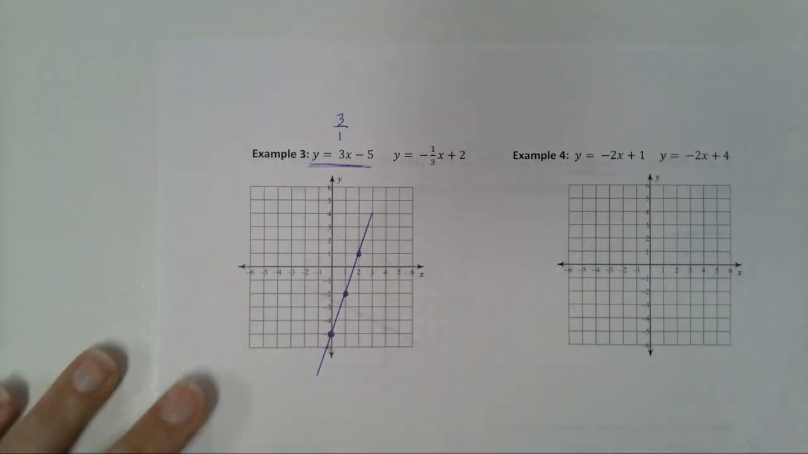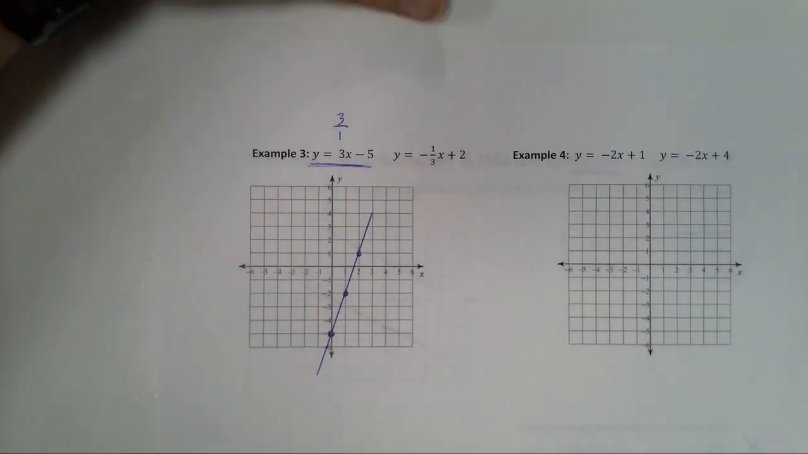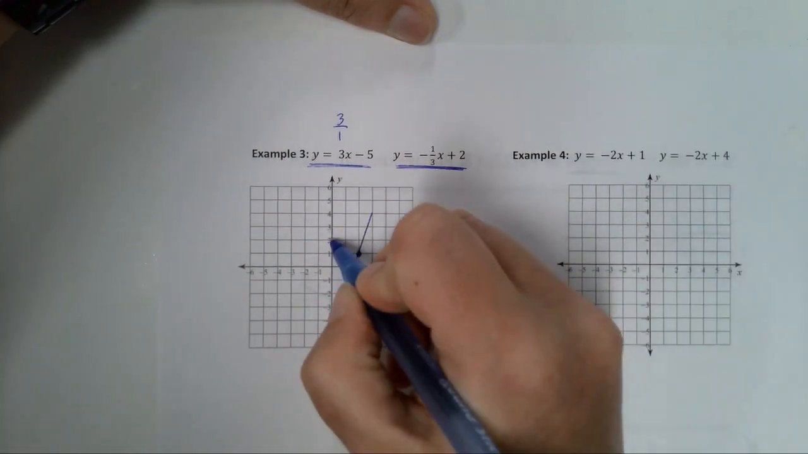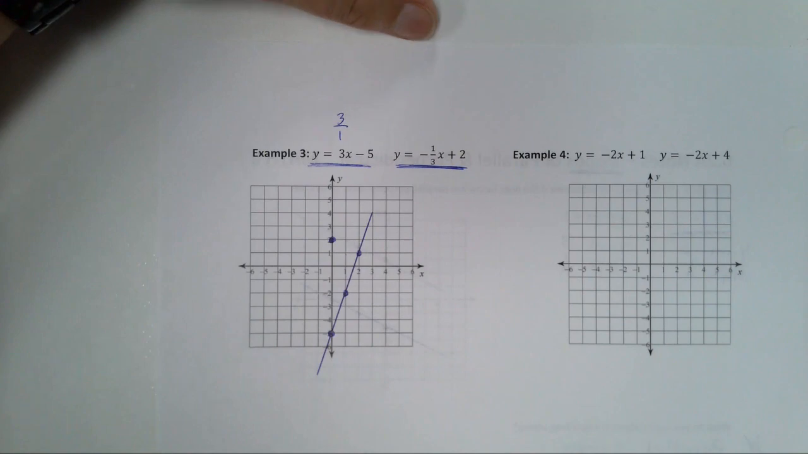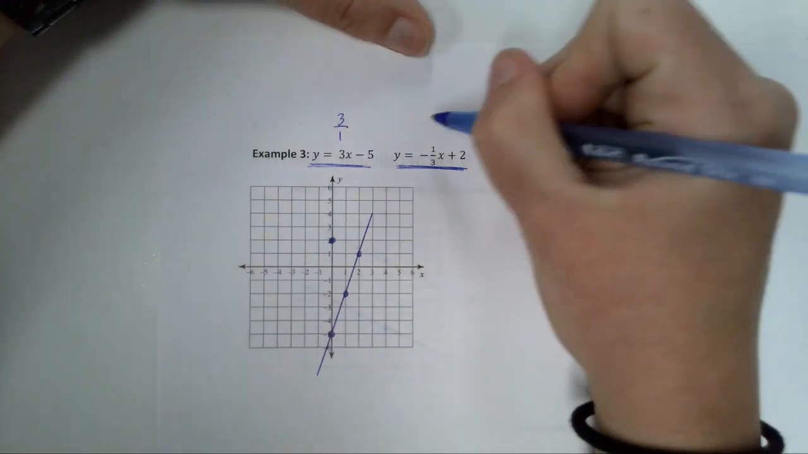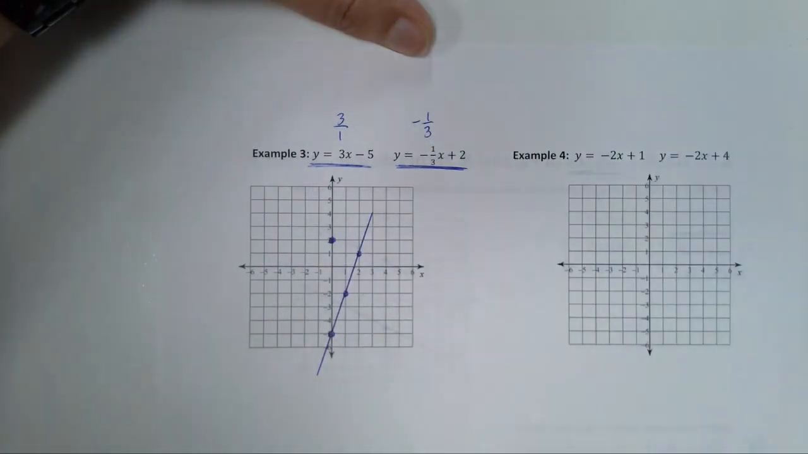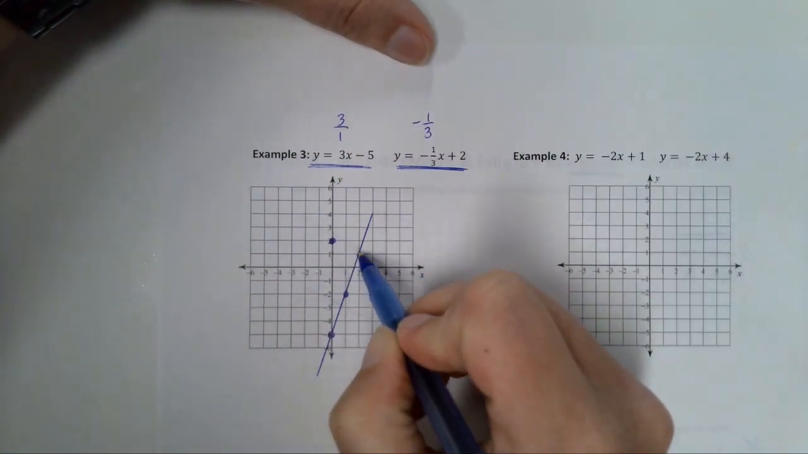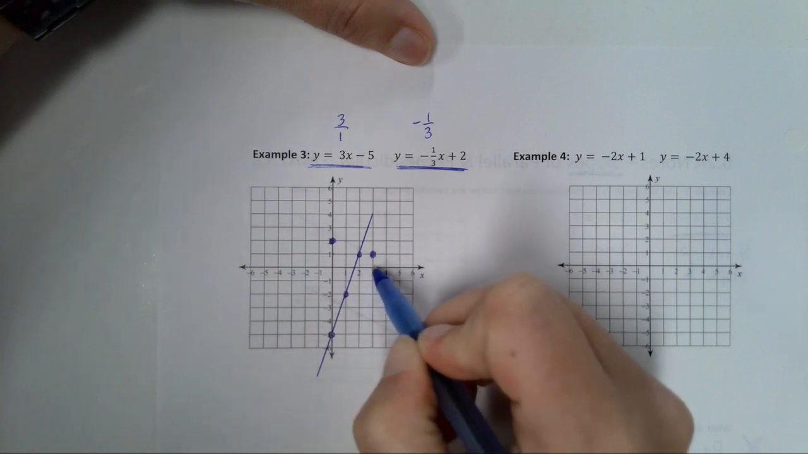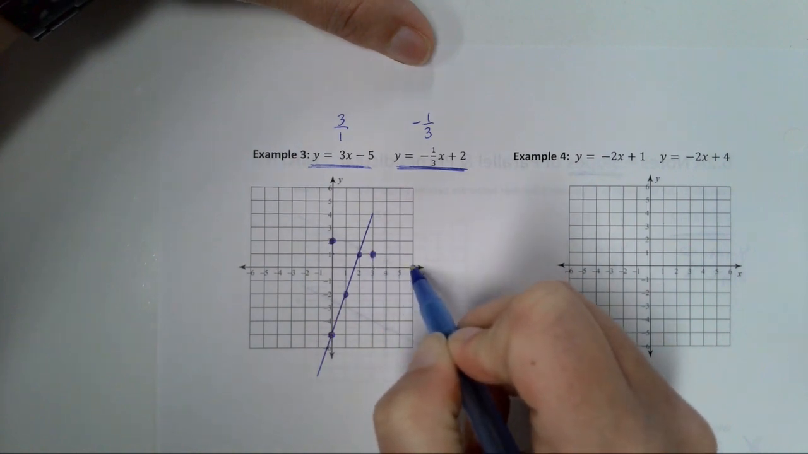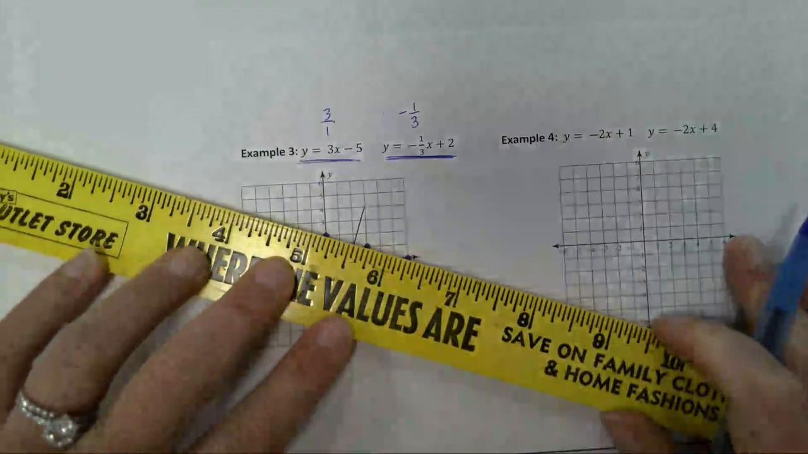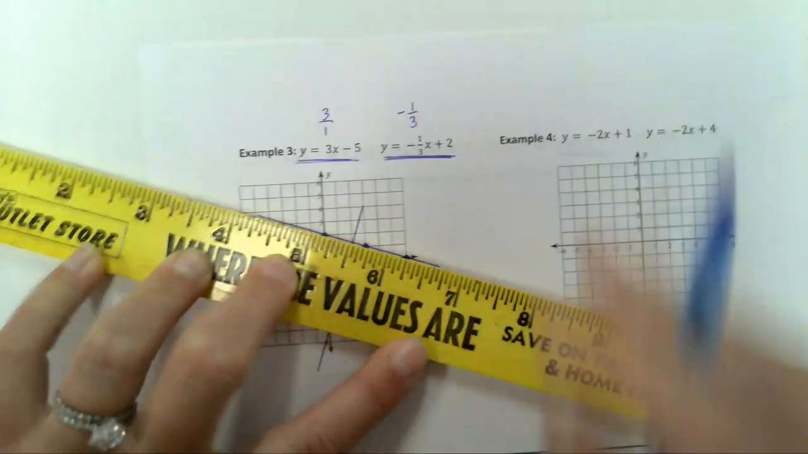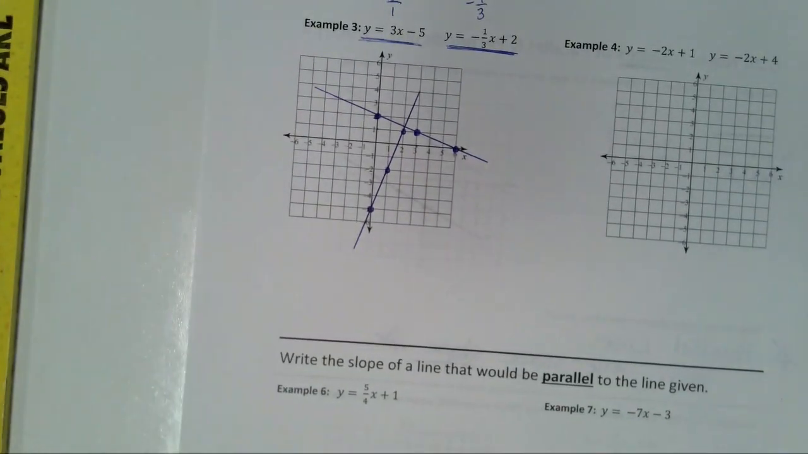All right, so for my second graph there, I'm going to start, what's my y-intercept on this one? 2. We're going to start here. This time my slope is what? Negative 1 over 3. Meaning we're going to go down 1 over 3. 1, 2, 3. I'm going to do it again. Down 1, 1, 2, 3. That looks good. And there it is. Pretty 2 lines.